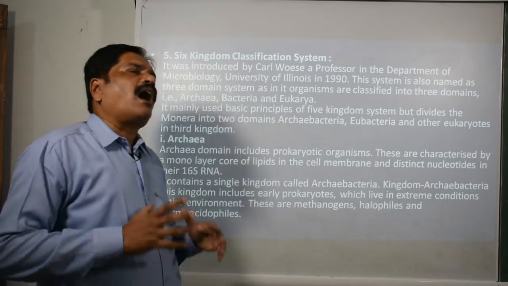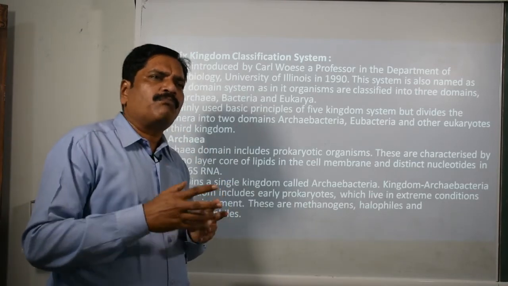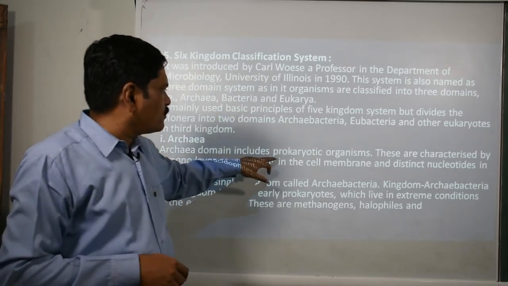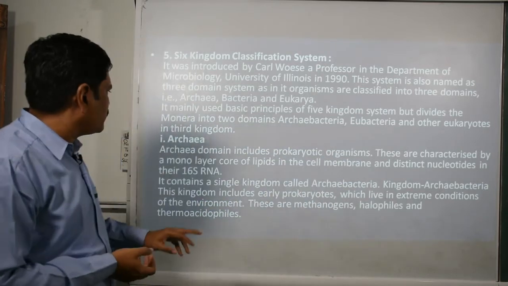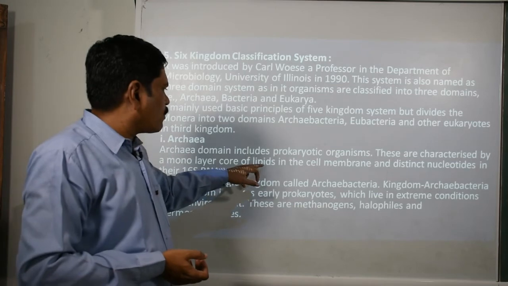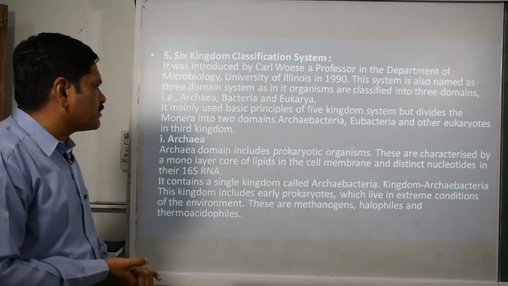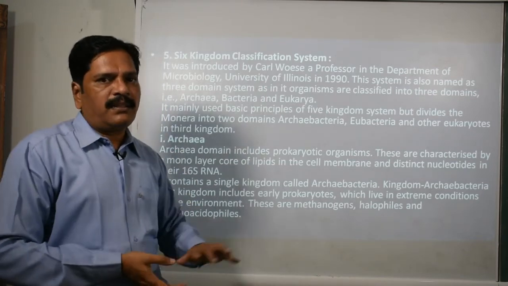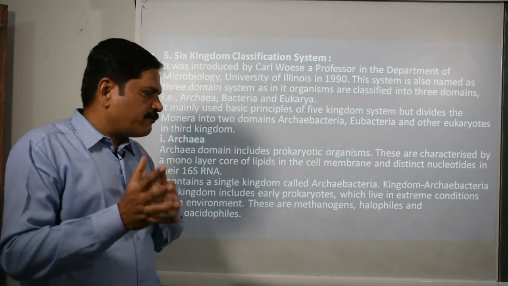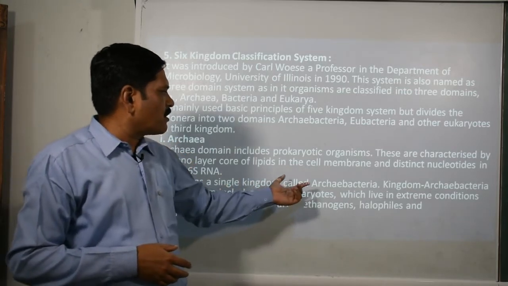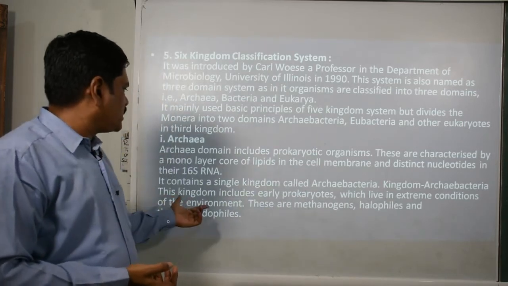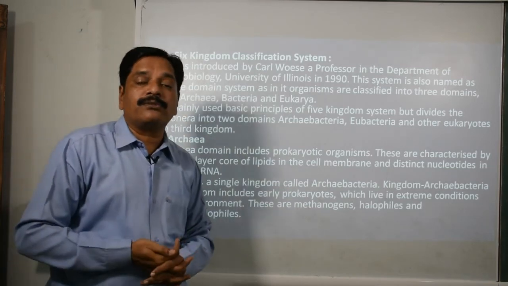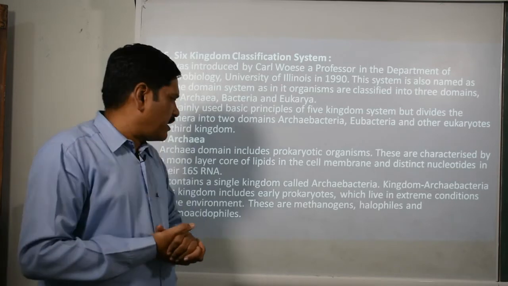First one, there is the archaea. Archaea means the primitive. Primitive means the most ancestral one or the first one. Clear? So the archaea domain includes prokaryotic organisms, and these are characterized by a monolayer core of lipids in the cell membrane and distinct nucleotides in their 16S RNA. This is a basic feature which makes them different from the others. It contains a single kingdom called archaebacteria. Okay, archaebacteria include early prokaryotes which live in extreme conditions. This archaebacteria is also considered as the organism of the extreme environment, right?